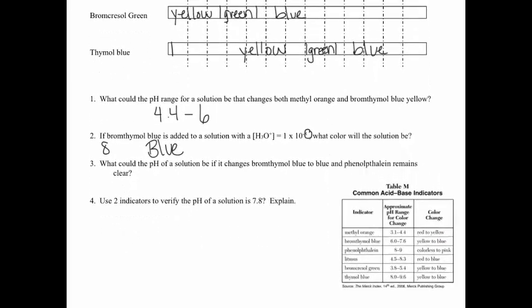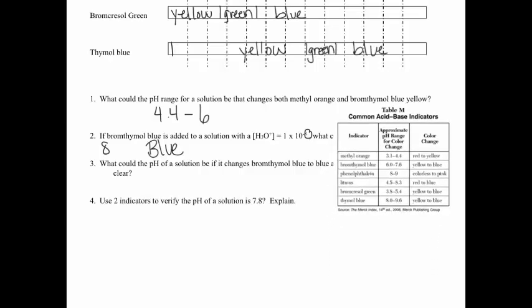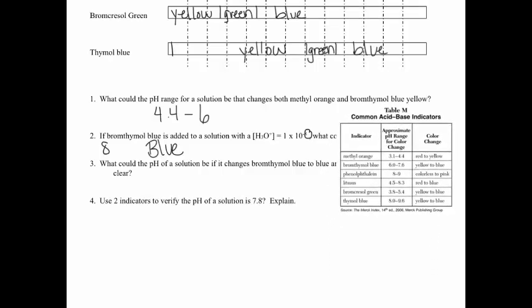What could the pH of a solution be that changes bromothymol blue to blue and phenolphthalein remains colorless? Let's try doing this with just this. So bromothymol blue is blue above 7.6 according to this chart, but phenolphthalein is only colorless to a pH of 8. So we're going to say it has to be between 7.6 and 8. That's a really tight range.